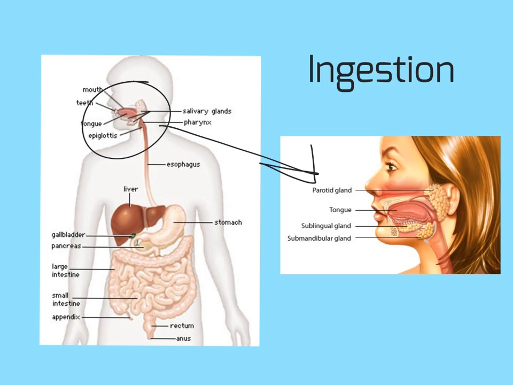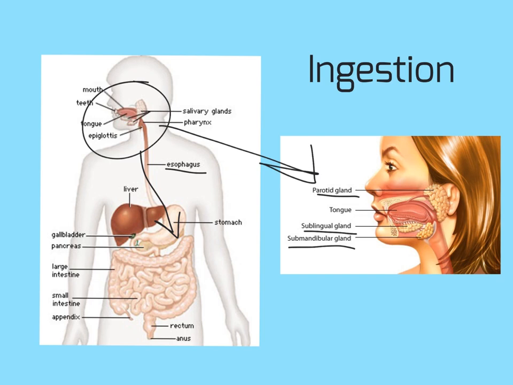When you start to chew ingested food, the salivary glands make saliva, which is a digestive juice that moistens the food. These salivary glands are the parotid gland, the sublingual gland, which is under the tongue, and the submandibular gland, which is under the mandible. This moistening of the food allows this food to move more easily through the esophagus and into the stomach.